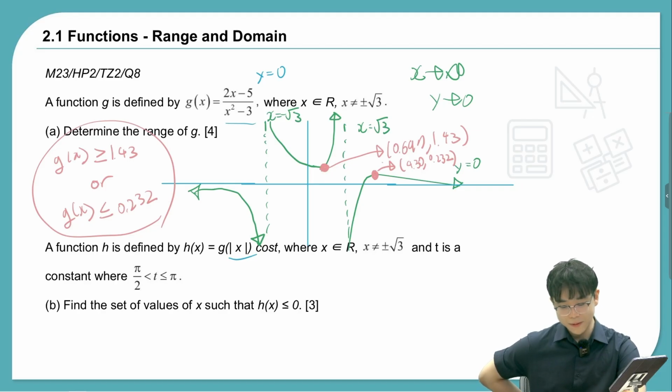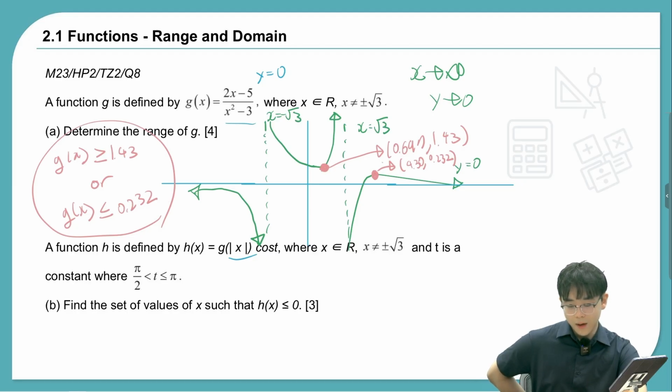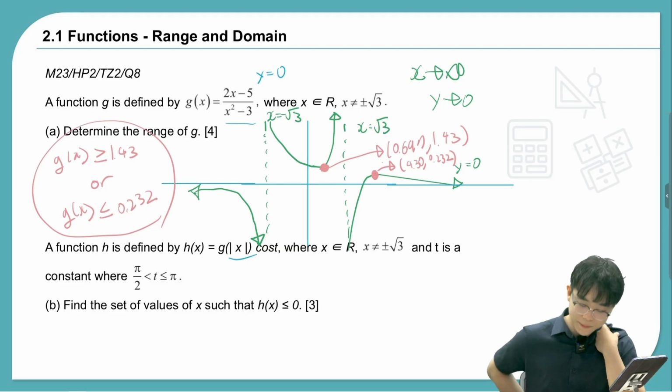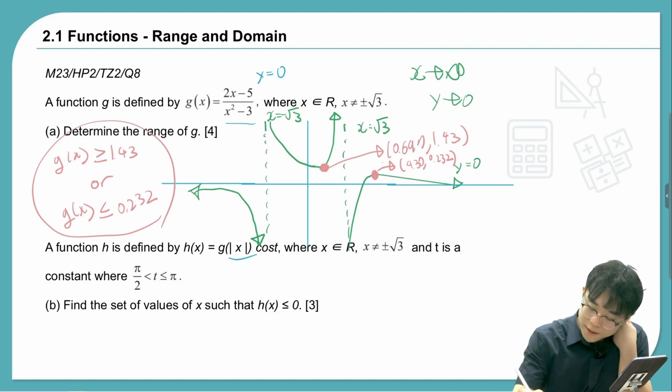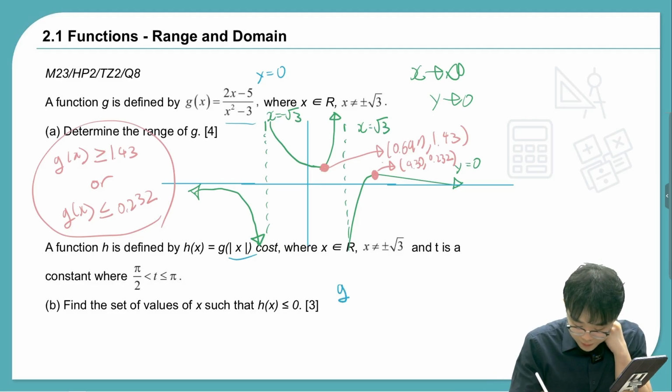So the next one says we have a new function h of x, where it's basically cosine of t multiplied by g of absolute value of x. And cosine t, thankfully, t isn't a variable. It's just a constant that's between pi over 2 and pi. So it's in the second quadrant. So we want to look for when h of x is less than or equal to 0. So g of absolute value of x times cosine t is less than or equal to 0.